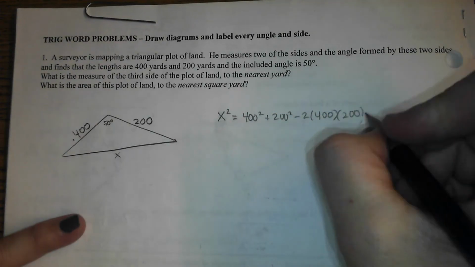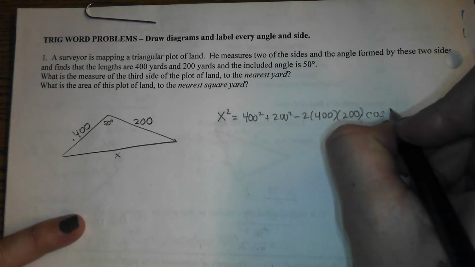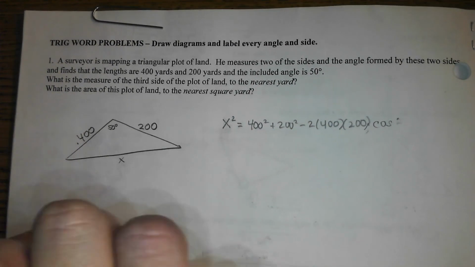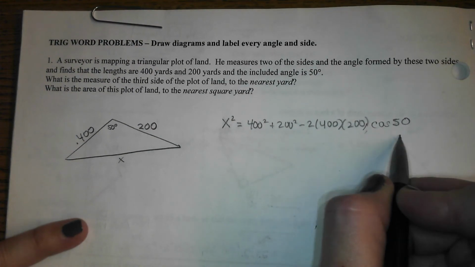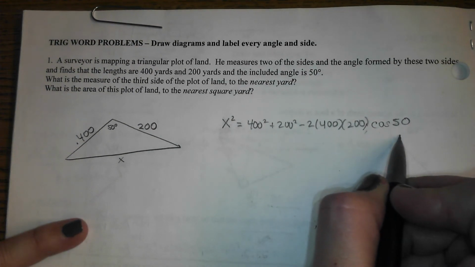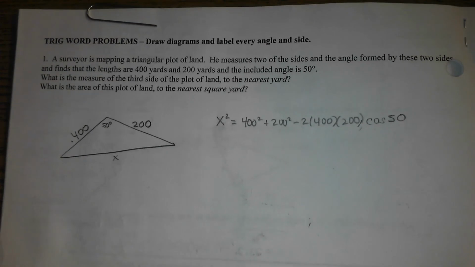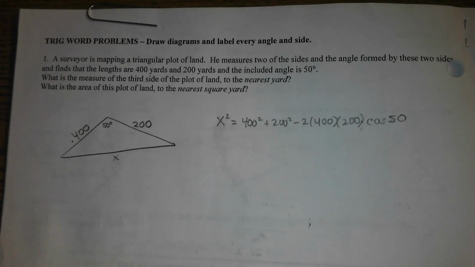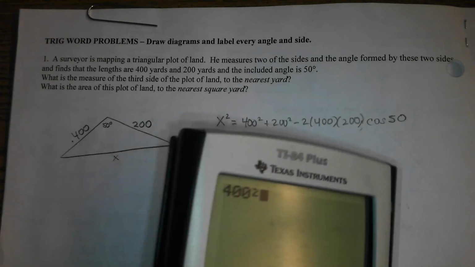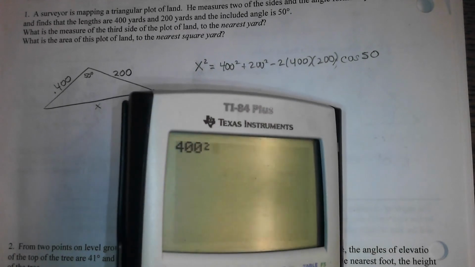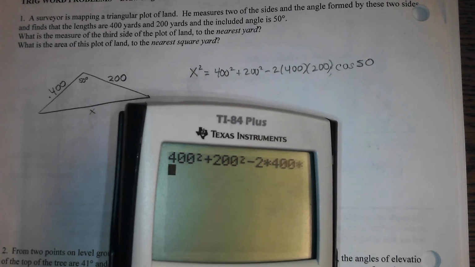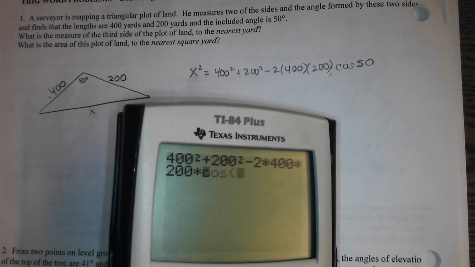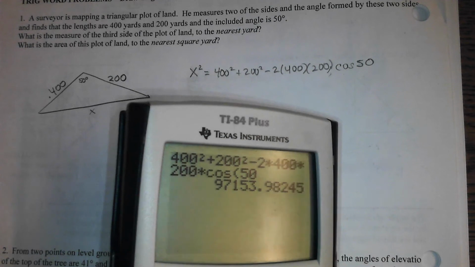Good. Some of you on your quizzes put the sine of 50. Like you did the law of cosines, but you used sine of 50 at the end, so that threw you off. But this is just typing it into your calculator, so this is fairly straightforward. I recommend you do it all at the same time. So 400 squared plus 200 squared minus 2 times 400 times 200 times cosine 50. That'll give you your x squared number.